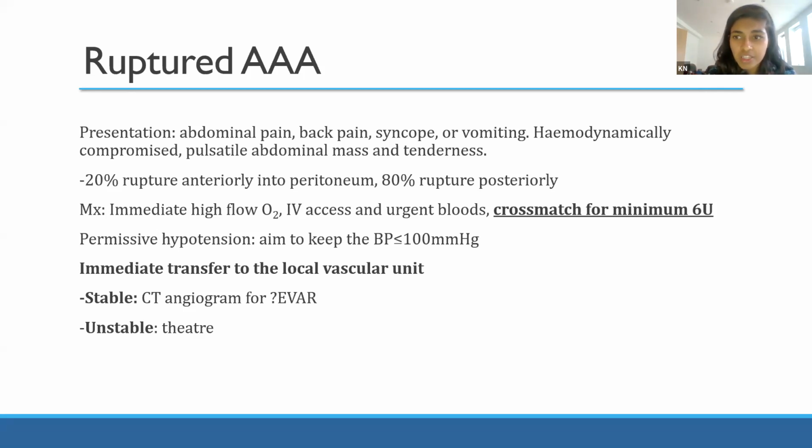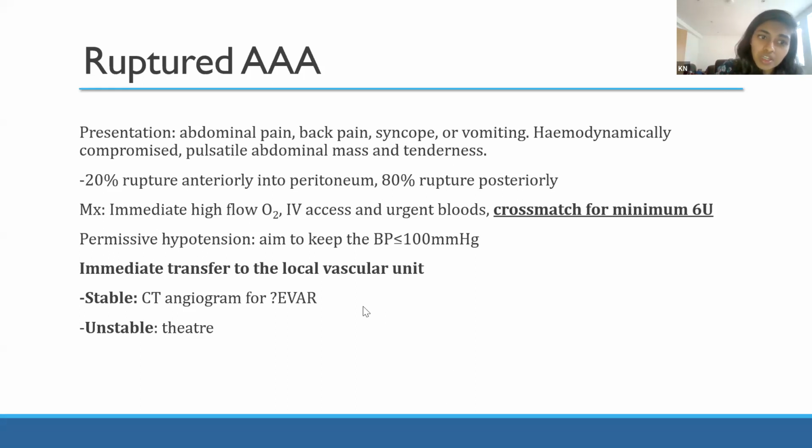So they typically come into the resus bay, and everyone who's really unwell gets started on high flow oxygen. You'd want wide bore cannulas, bloods running off, and you want to cross-match at least 6 units, if not more, because they're going to need a lot of blood. The other thing they're going to need is transfer to a vascular unit, because you can cross-match all the blood you want. If there is no vascular surgeon around, there's very little you can do. So you want to immediately transfer to the vascular unit. Ideally, they'd be going straight to the vascular unit if they were triaged in an ambulance.